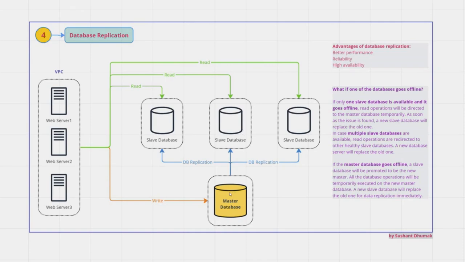And the replication is happening every single time. Okay, and also there is reliability. Reliability, as I mentioned, is that if any one server goes down, there is a possibility that another slave database can take that request, and after some time, the slave database will be restored again.